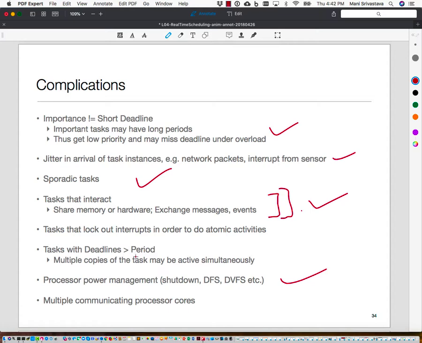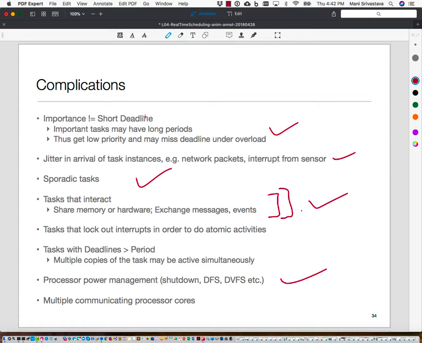Tasks with deadlines greater than period. In this case, unfortunately, there is no known result. You basically have to try out all possible orderings of the priorities. Processors which do power management may change frequency. What's the effect of changing frequency? What changes in our analysis? C changes, right? Moreover, frequencies can be changed dynamically. So it's not simply that I change the processor frequency and forget it. It may change dynamically, so the OS will again have to keep track of those things. What if I have multiple cores?